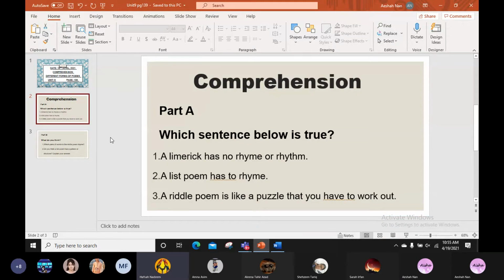Teacher, we have to write the whole sentences and then write true and false in front of them? No. Only mention part A and write the sentence which is true, the third one. Okay. Teacher, we need to write the second one and the third one only, and then write true and false in front of them? No. Only write down the third sentence. The third sentence is true only. Okay.